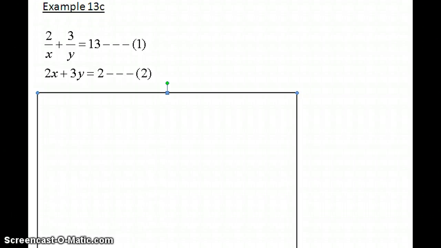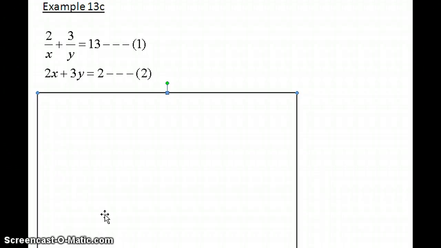Let's look at example 13c. Now compared to the previous two examples, this example looks quite complicated because of the algebraic fractions in equation 1. So I would suggest, like in example 13a, that we look at the simpler equation. In this case, that would be the linear equation, equation 2.